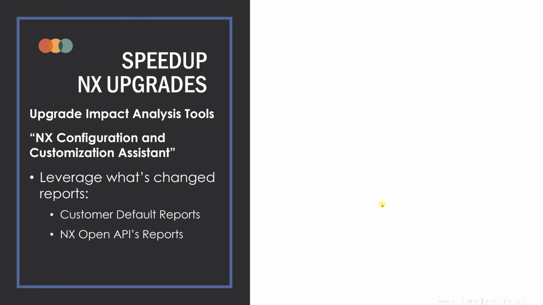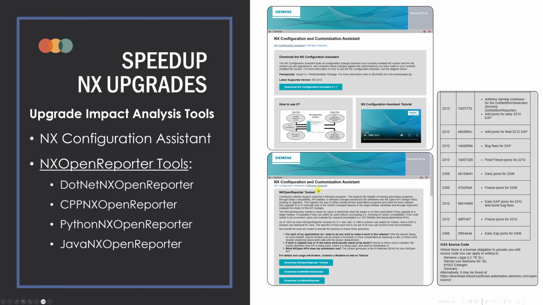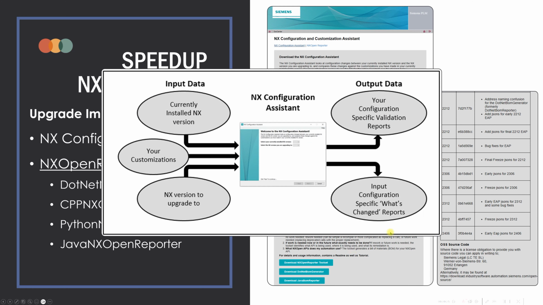To wrap this up, we've leveraged the NX Configuration and Customization Assistant to bring in the customer defaults and what's changed reports, and we could take a look at the NX Open API change reports. Speed up your NX upgrades by using the NX Configuration Assistant and the NX Open Reporter tools that are available on the Siemens website. And this is kind of a graphic showing what we just did. Your currently installed versions, your customizations, the NX version you're going to upgrade to, and then all your output data, and you can evaluate that.